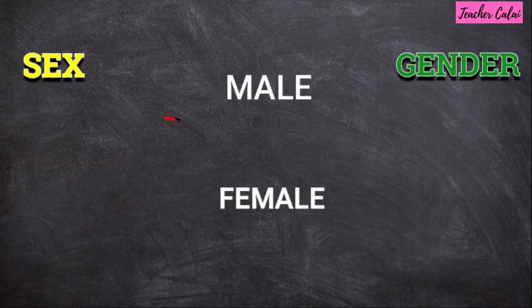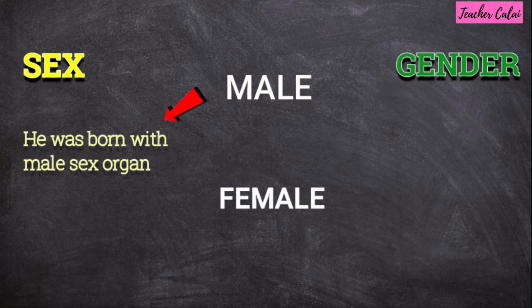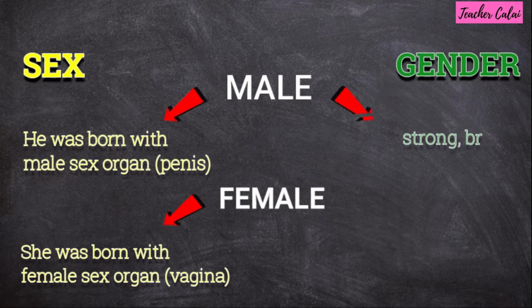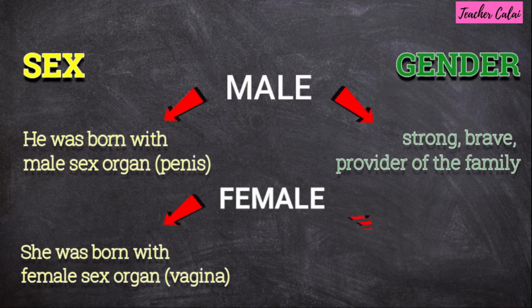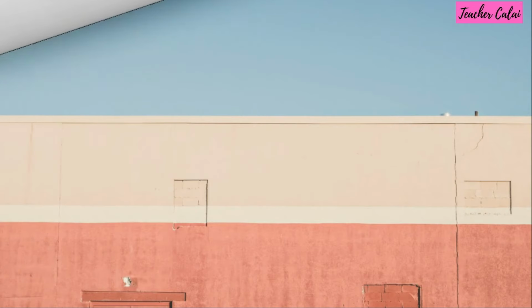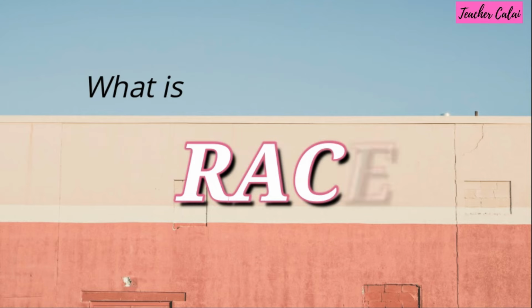For example, when we are referring to a male sex, it means that he was born with male sex organ or penis, and for female, she was born with female sex organ or vagina. And when we talk about gender, people believe that male is usually strong, brave, and provider of the family, while female is usually loving, caring, and responsible in household chores. Now let's continue to the third one.